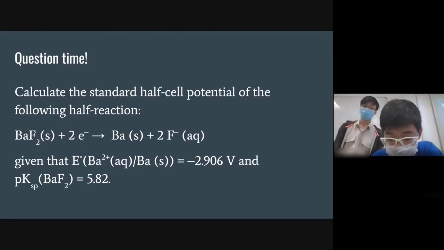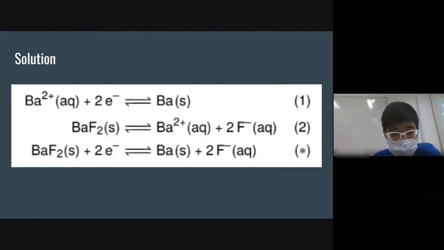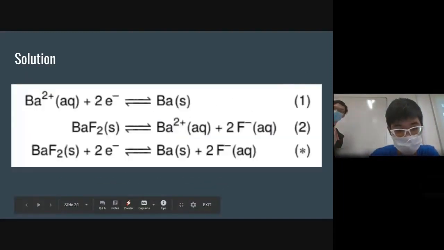Okay, hopefully you all have gotten headway in the question. So I'll start to go through the solution, and hopefully you all can follow along. Right, this is the start of the solution. You can see that there are three equations here that we will use. We ask you to find the standard half-cell potential of this equation.